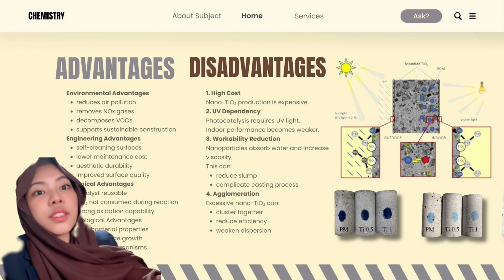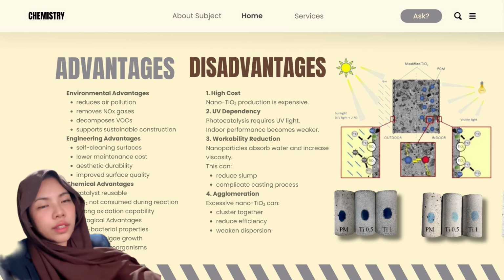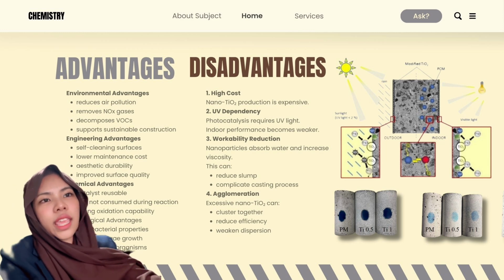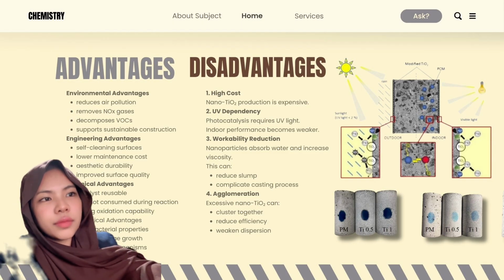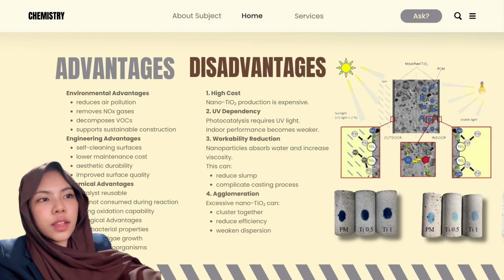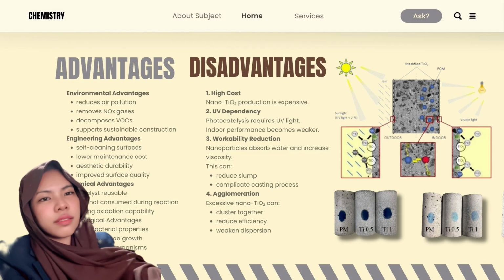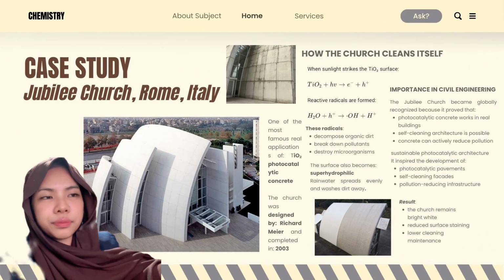Photocatalysis requires UV light, so indoor performance becomes weaker. And also workability reduction, which can reduce slump and complicate the casting process. And also the fourth one is agglomeration, excessive nano TiO2 that clusters together, reducing efficiency and weakening dispersion. Next slide, it is the case study.